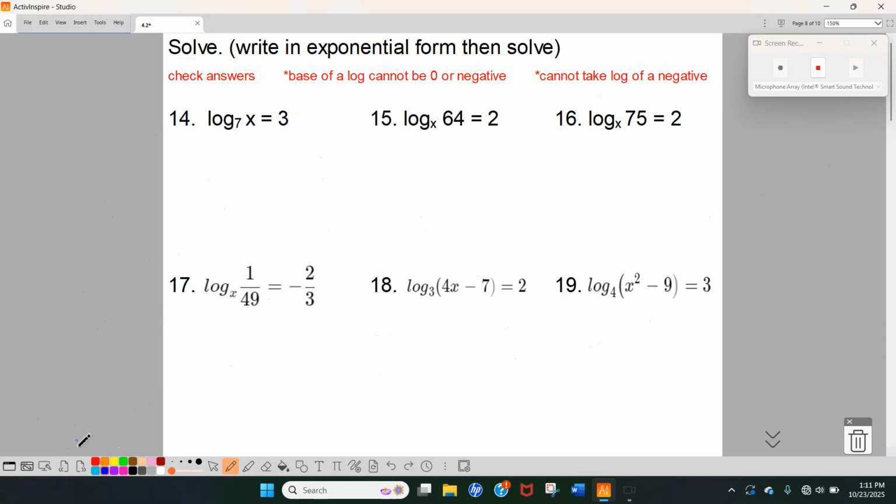Once we have learned some properties, then in a future lesson, we're going to see how we can solve more complicated log equations and more complicated exponentials. But for now, it's just the basic ones where there's only one log. So you're going to write it in exponential form and then solve whatever equation you got.